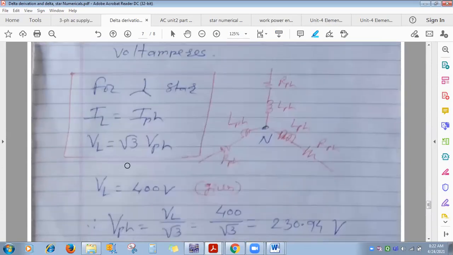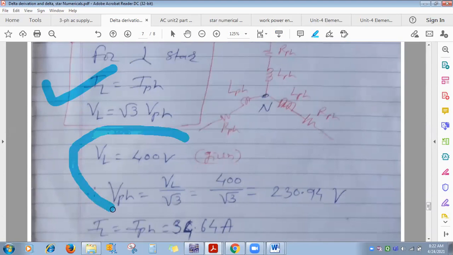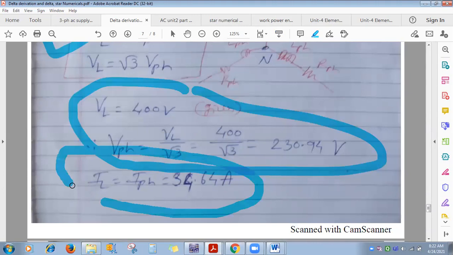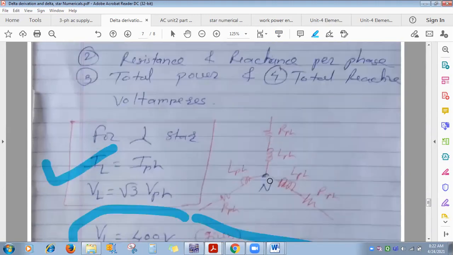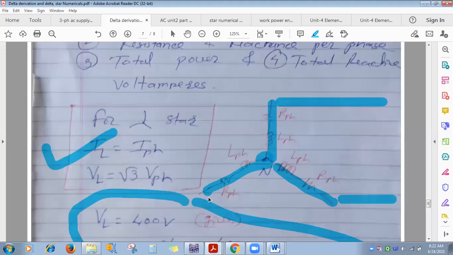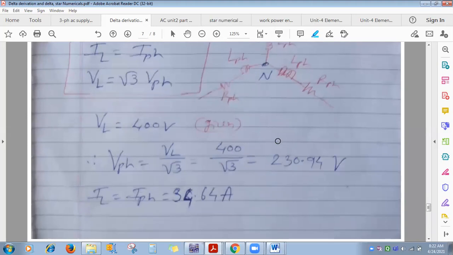See here, calculations. Star connection, VL is equal to IL is equal to IPH and VL is root 3 times VPH. VL is given, divided by root 3, VPH you will get. IL is already given, same as that of IPH. See, star connection is like this. Resistance and inductor per phase, R phase load, Y phase load, and B phase load connected in star. So like this is the load and across it 3-phase AC supply is connected. Okay. So like this is the system given to you.